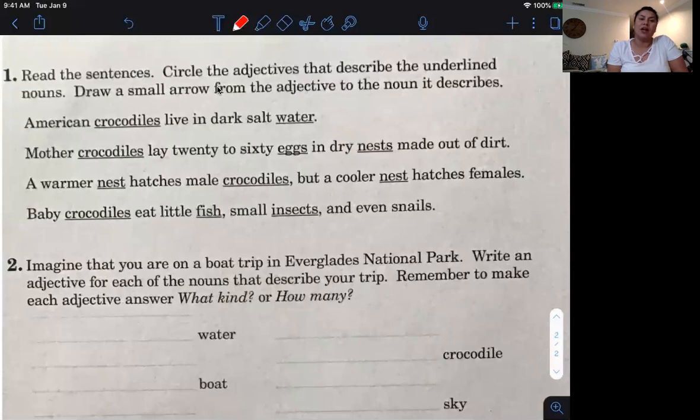So, American crocodiles live in dark salt water. Well, what kind of crocodiles are they? What's the word that's describing crocodiles? It is American. We're talking about the American crocodiles. There you go. And American is describing the crocodile, so you're drawing an arrow there. Live in dark salt water. What kind of water are we talking about? Salt water.